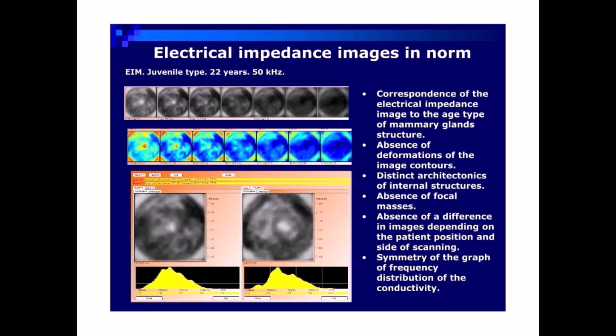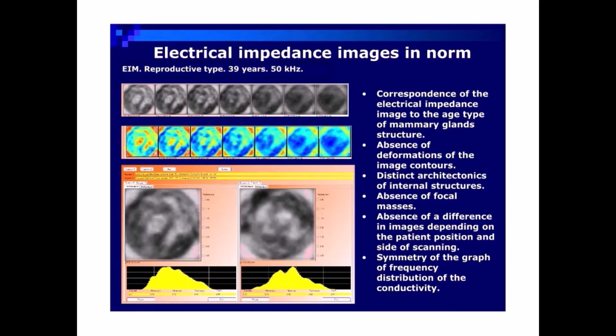Electrical impedance images in norm. EIM, juvenile type, 22 years. 50 kHz. Correspondence of the electrical impedance image to the age type of mammary gland's structure. Absence of deformations of the image contours. Distinct architectonics of internal structures. Absence of focal masses. Absence of a difference in images depending on the patient position and site of scanning. Symmetry of the graph of frequency distribution of the conductivity.